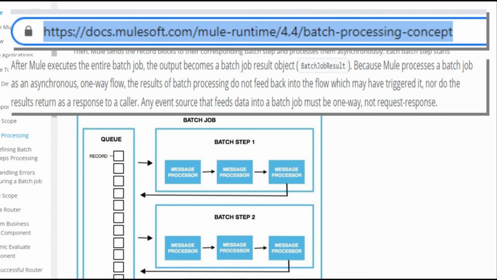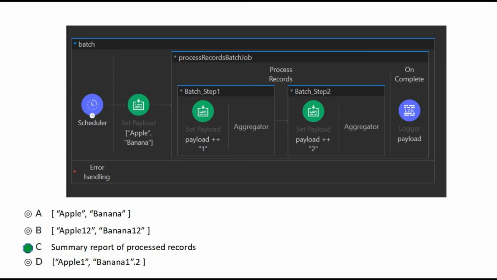If we read MuleSoft's batch processing concept documentation, we can find the following statement. After Mule executes the entire batch job, the output becomes a batch job result object. So, the answer to this question is C, a summary of processed records.